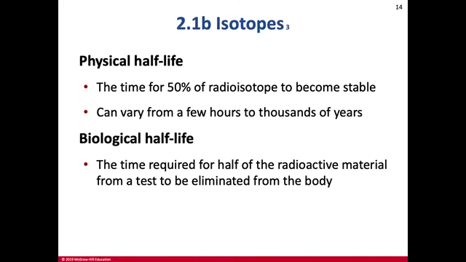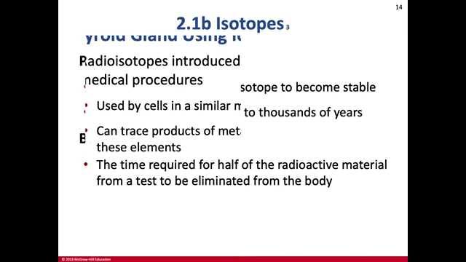Right? Isotopes have both a physical and a biological half-life. The physical half-life is the time for 50% of that radioisotope to turn into something that's not radioactive anymore, okay? And that can be from a few hours to thousands of years, okay? And the biological half-life is how long it takes something radioactive, or sometimes we call that something hot, to get out of your body, okay? And that's a combination of the physical half-life and the ability of your kidneys and your digestive system to clear the material that you've ingested or that's been injected into you, or that you've inhaled, let's say, okay? All right.